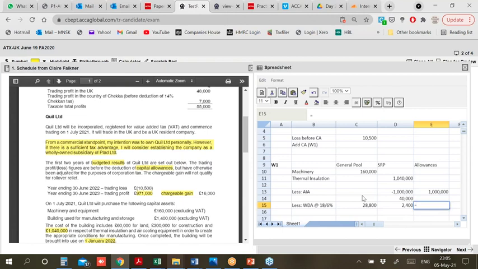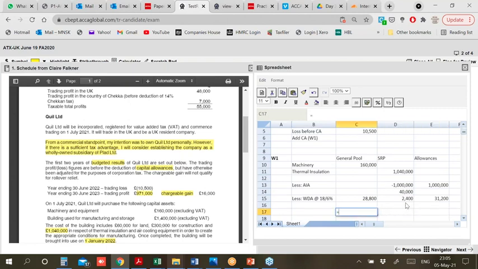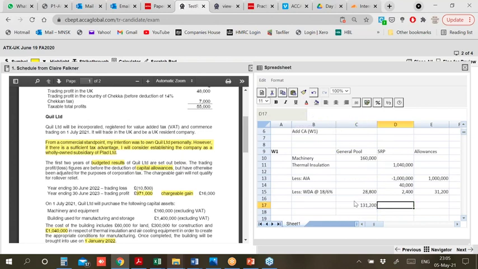And here I can add all of these allowances as a total. Now I can calculate the carry forward balance for the next year. It will be this minus this. That is the carry forward balance.